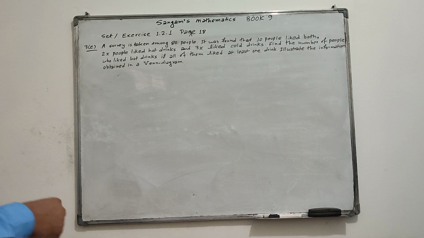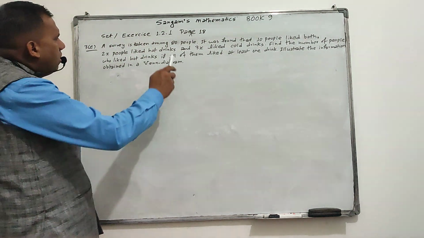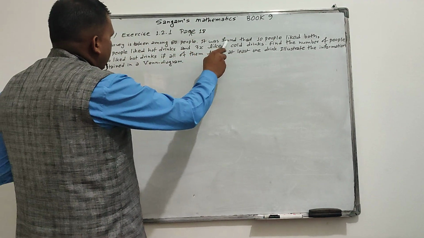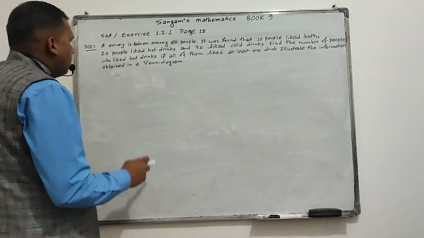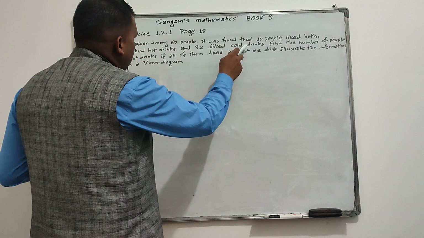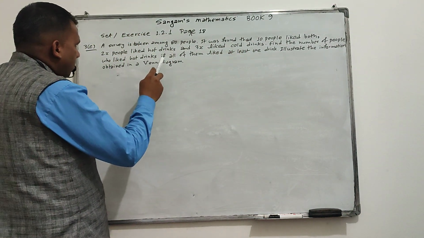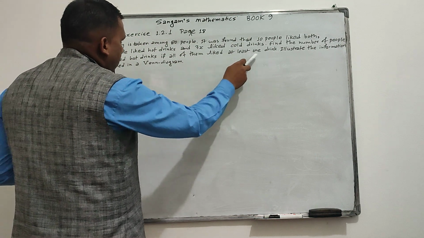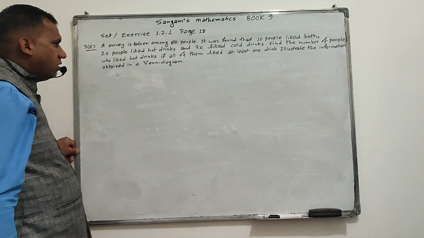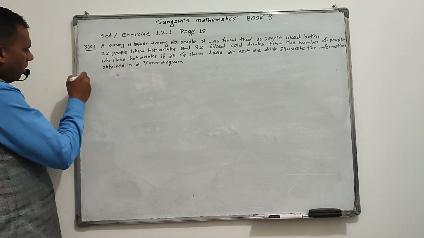Now, next question, question number 3E. A survey is taken among 80 people. It was found that 10 people liked both, 2x people liked hot drinks, and 3x liked cold drinks. Find the number of people who like hot drinks if all of them like at least one drink. Illustrate the information obtained in a Venn diagram. Now let us do a solution.